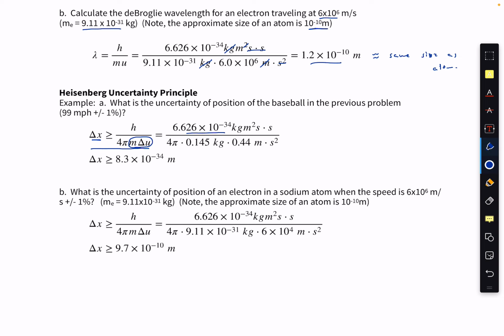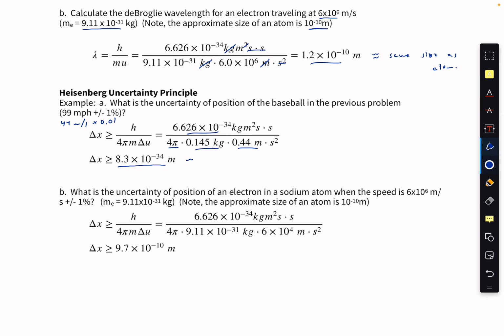So again, we're going to plug in Planck's constant. This actually ends up very similar. The only difference is instead of using speed, we're using the uncertainty in speed, and there's also this factor of 4 pi in here. But from a unit standpoint, it works out exactly the same as the de Broglie wavelength formula does. So when we plug in h, our 4 pi, and the mass of our baseball, and then because our 99 miles per hour was 44 meters per second, I took 1% of that. So I multiplied it by 0.01, and I get 0.44 meters per second. This means that the uncertainty of position of a baseball is 8.3 times 10 to the minus 34th meters.